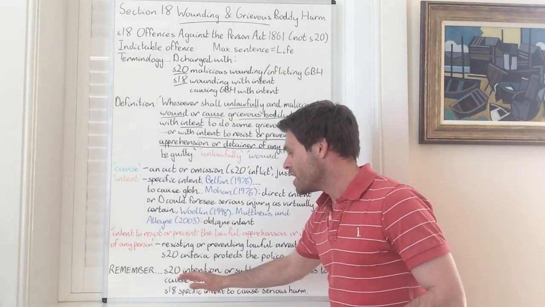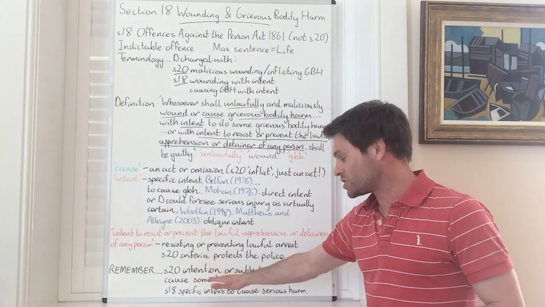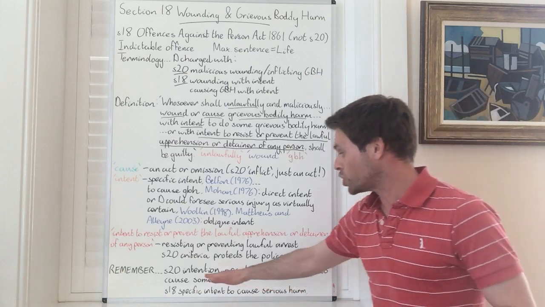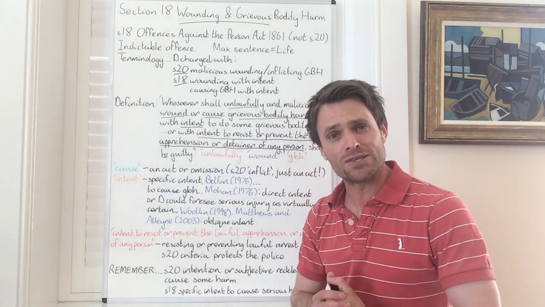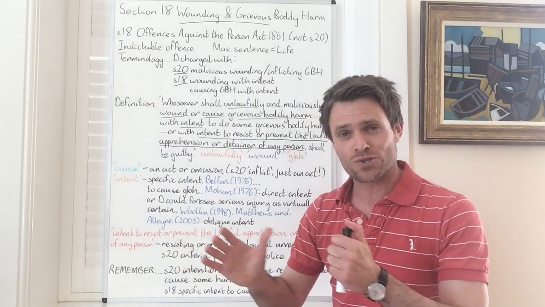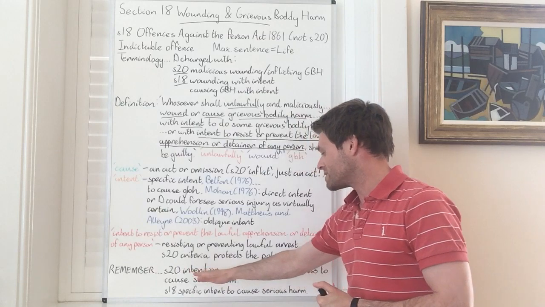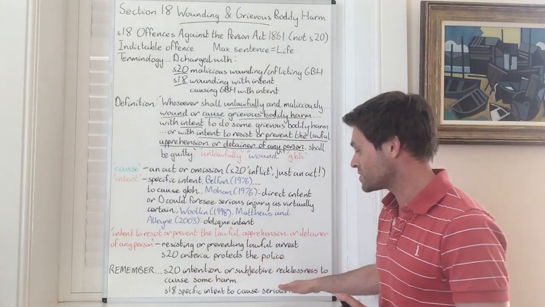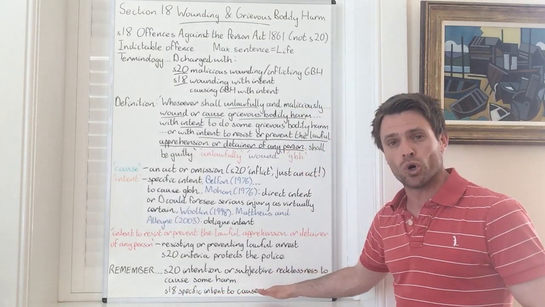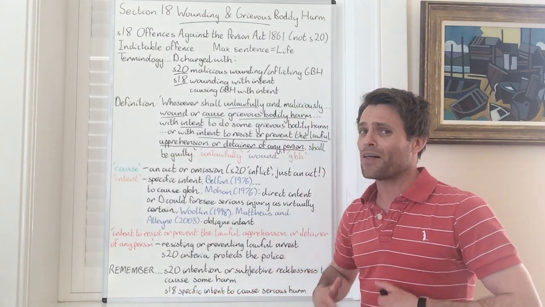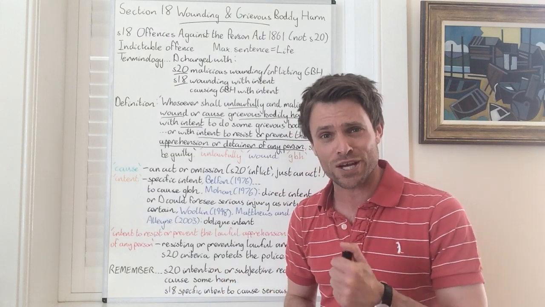So do remember that Section 20 offences require the mens rea of intention or subjective recklessness to cause some harm. That's why the sentence given for a Section 20 offence is so much lower than it is for a Section 18 offence, because the defendant just has the intention or subjective recklessness to cause some harm, but for Section 18 they have the intent to cause serious harm, and therefore the sentence is much stiffer in the context of a Section 18 offence.